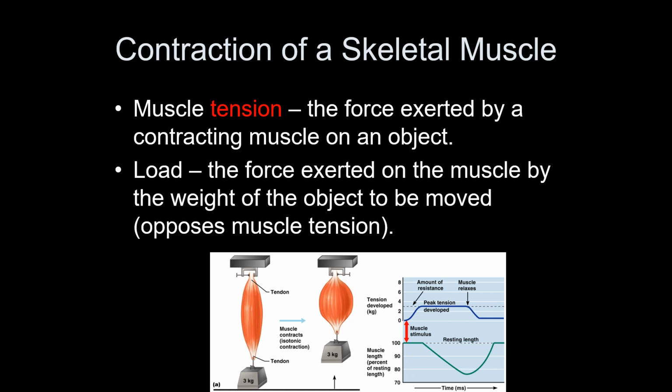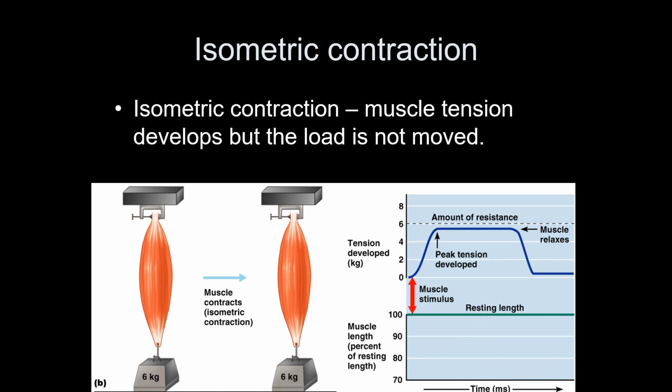Muscle tension is what forms whenever we do a cross-bridge cycle, so myosin grabs and pulls. The load is whatever we're trying to move, plus the tissue in you that you have to move in order to move whatever you were trying to move. So for example, if you were trying to pick up an A&P textbook, that's part of the load, but you also have to pick up your hand and your forearm, and that all contributes to the load as well. There's two essential types of contraction that can happen within skeletal muscle.